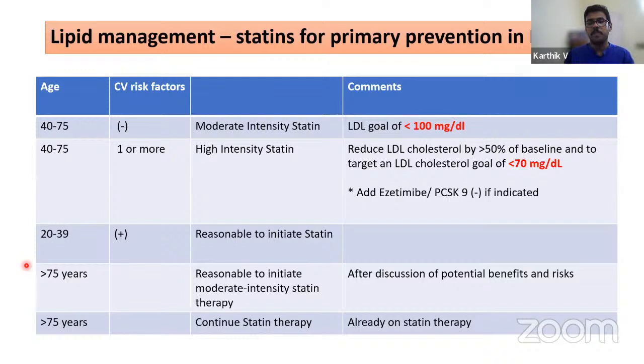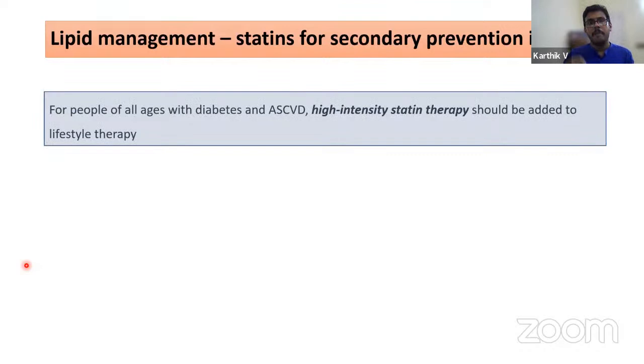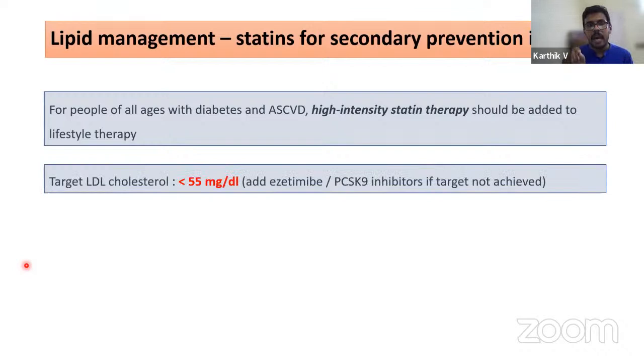Now, for secondary prevention, in all patients with a history of cardiovascular disease, you should give high intensity statin therapy, and the target should be less than 55 milligram per deciliter. So we have three LDL targets. Diabetes with no risk factor, it is 100. With one or more risk factors, it is 70. If the patient has previous cardiovascular disease, it is 55. So these three values you should keep in mind.